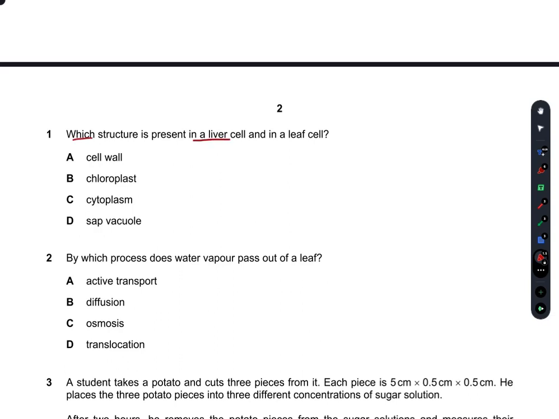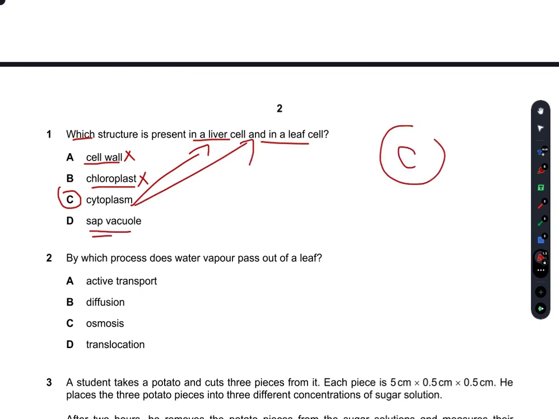Which structure is present in a liver cell and in a leaf cell? So cell wall is present only in a leaf cell. Chloroplast again is present only in a leaf cell. Cytoplasm is common to both liver cell and leaf cell. So C is the right answer. Sap vacuole again is present in plant cell. So C is the right option.